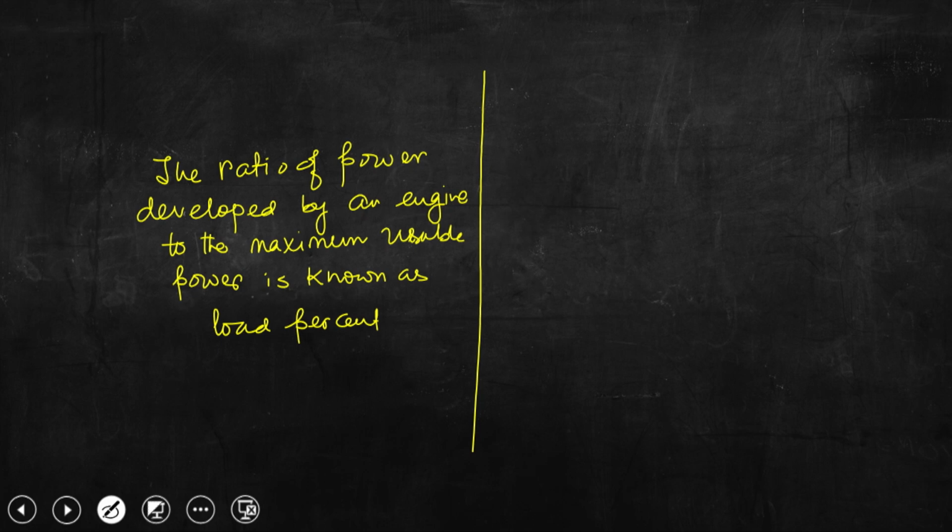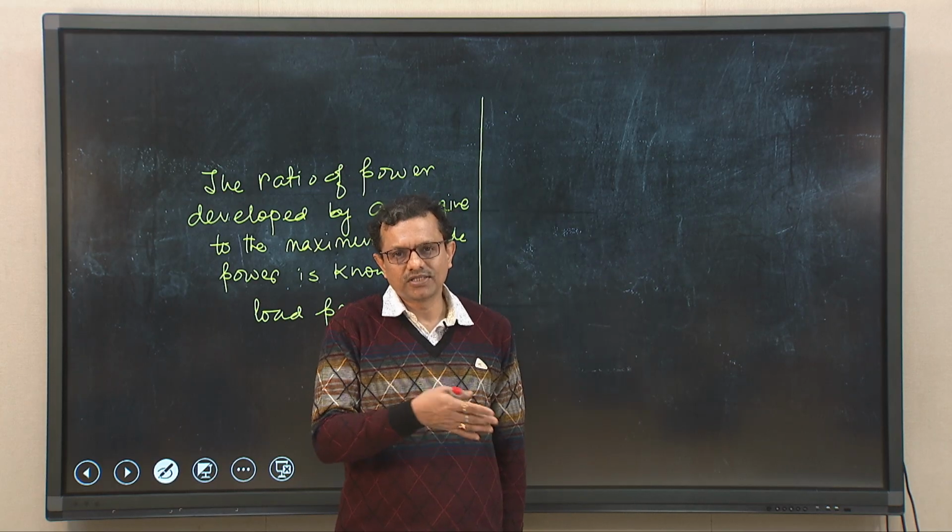So, this load percent is not equal to the maximum power that would be developed by the engine. The usable power, that is the power available at the shaft, is not equal to the maximum power. So, what we can understand is that though a particular engine is operating within a range of speed, and at each speed the power will vary and the maximum power will be different, the load percent will also be different.